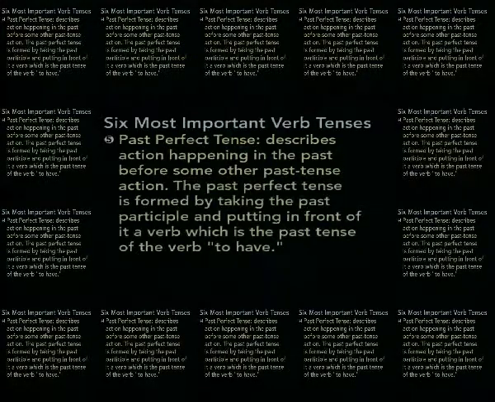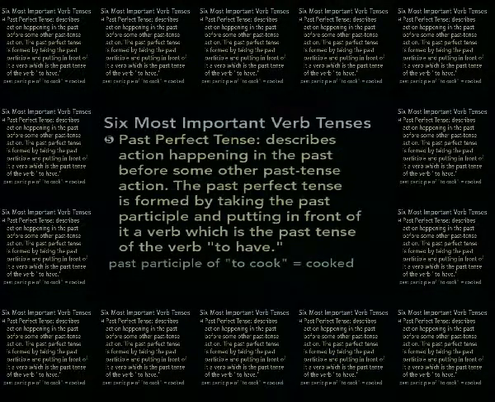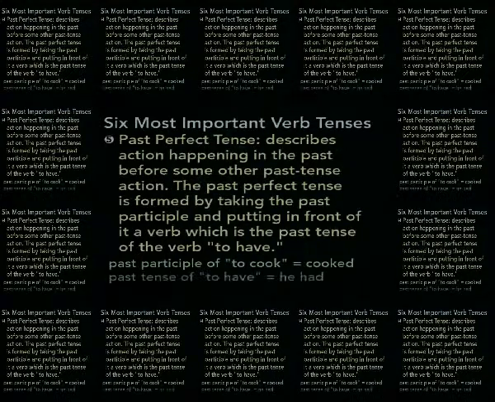Now, the past perfect tense is formed by taking the past participle and putting in front of it a verb which is the past tense of the verb to have. Let's use the verb cook again. Remember that the past participle is cooked. Now, if we want to take the past tense of the verb to have, we might say something like, he had. That's the past tense of the verb to have.